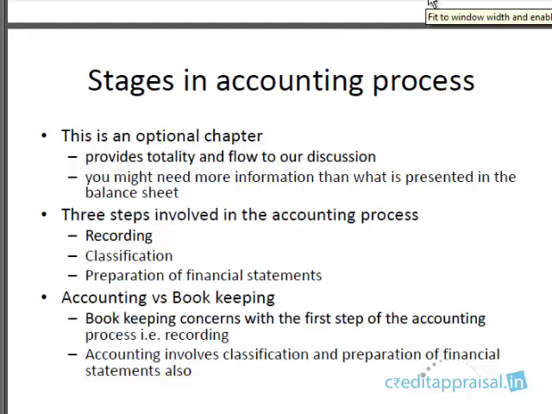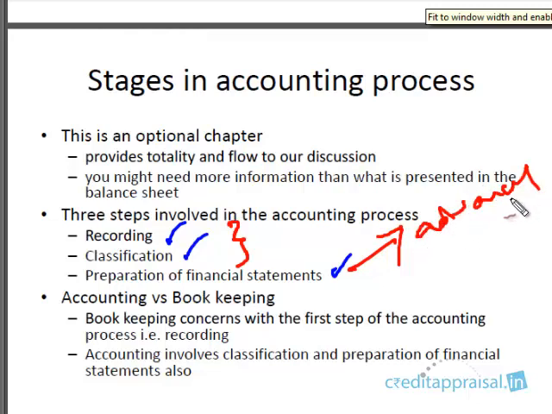Okay, so there are 3 steps involved in the accounting process, right? There are 3 steps: recording, classification, and preparation of the financials. Out of these 3, we'll be discussing recording and classification in this chapter. We'll not be going to the 3rd step, preparation of financial statements, because this is really advanced, right? This is a very advanced topic. In fact, it is beyond the scope of this book to discuss even this.